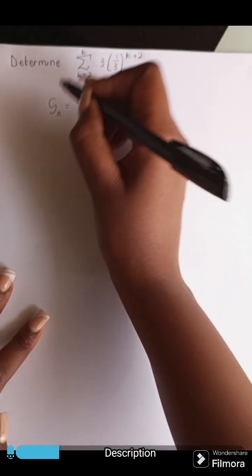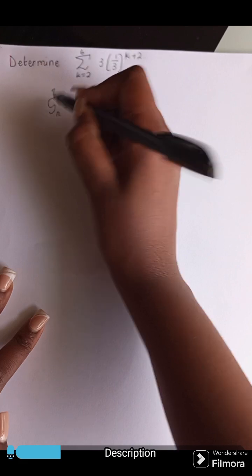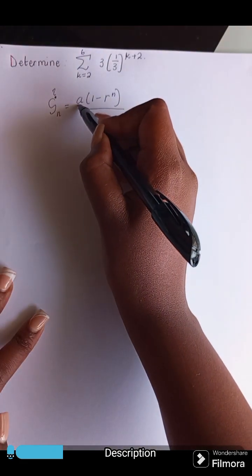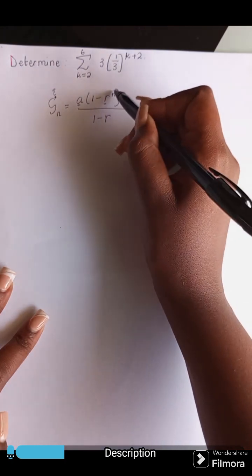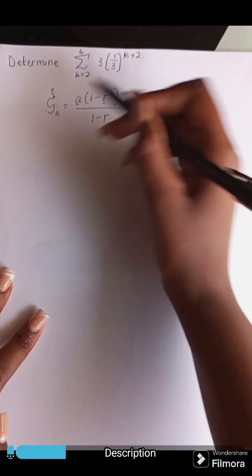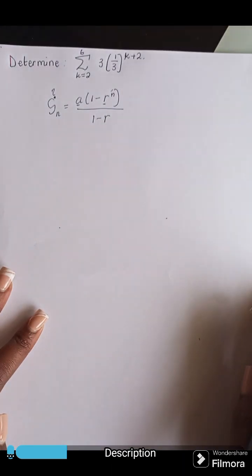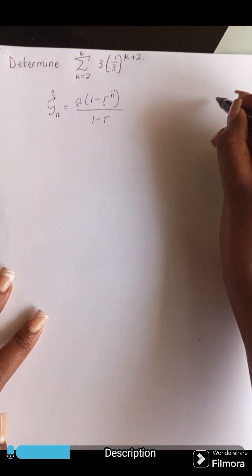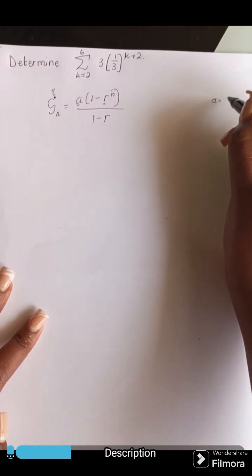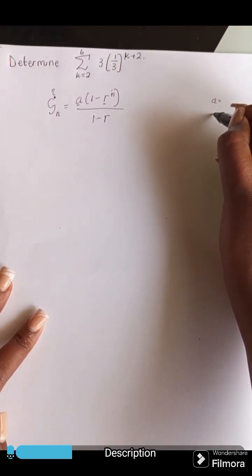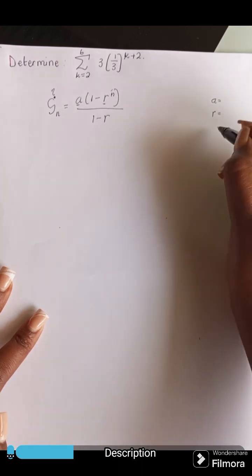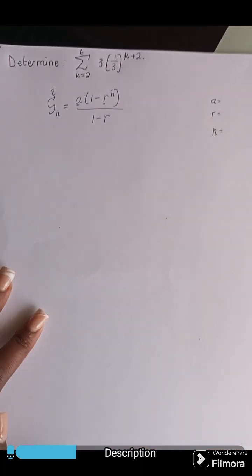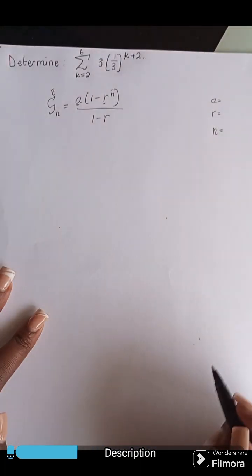What are we looking for? We are looking for the sum Sn. But before we can do that, we must determine a, we must determine r, and we must determine n in order to find Sn. Let's start with a. I'm going to say a is equal to, r is equal to, and n is equal to.